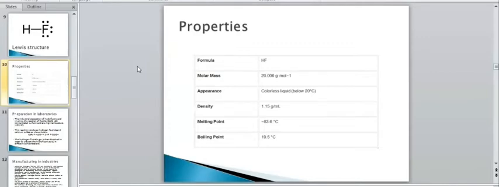mainly its density is 1.15 grams per milliliter. Its melting point is minus 83.6 degrees Celsius. It has a very low melting point that I don't know if I can achieve in our daily life or not. Its boiling point is 19.5 degrees Celsius.